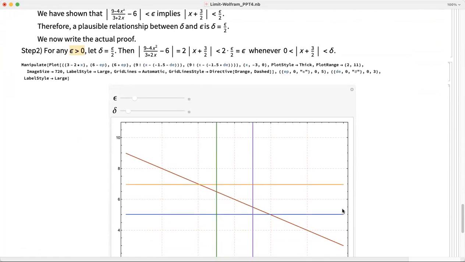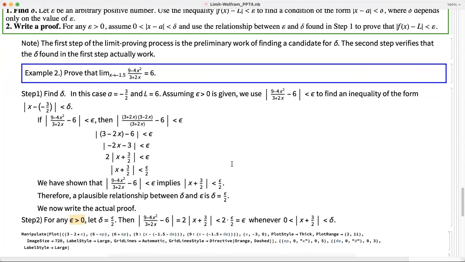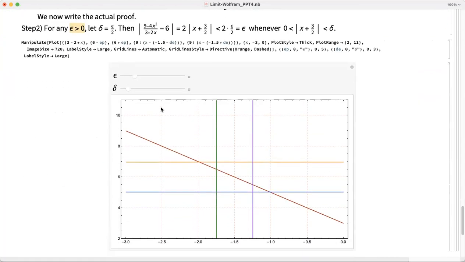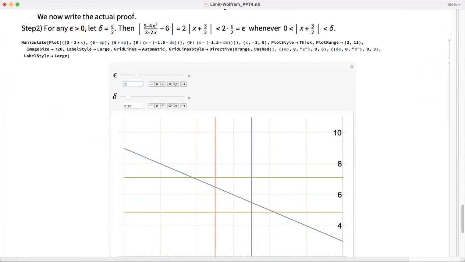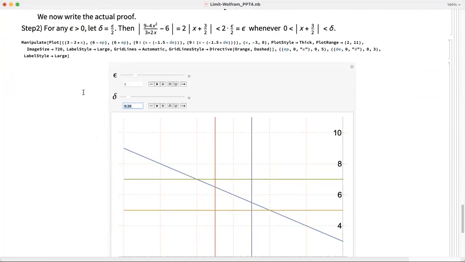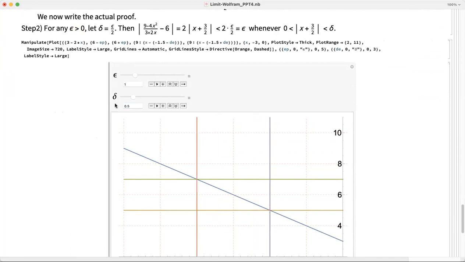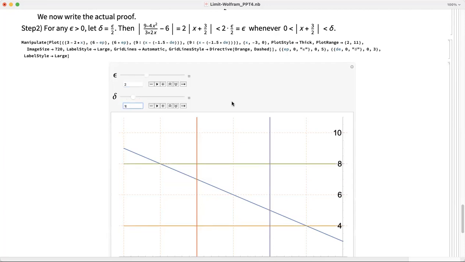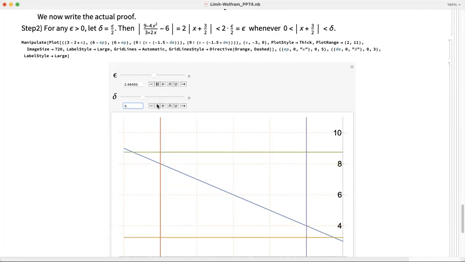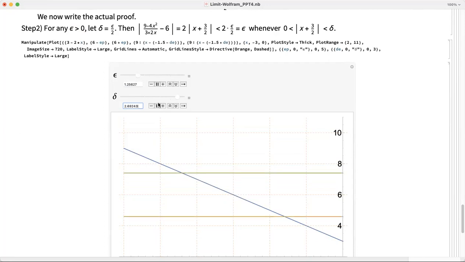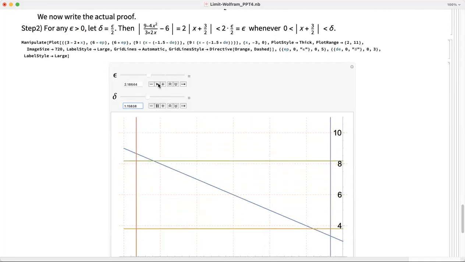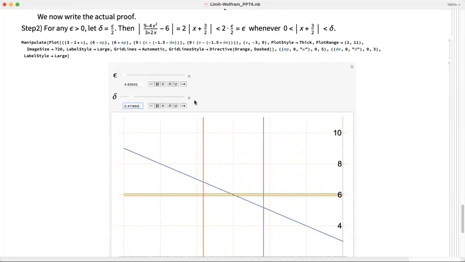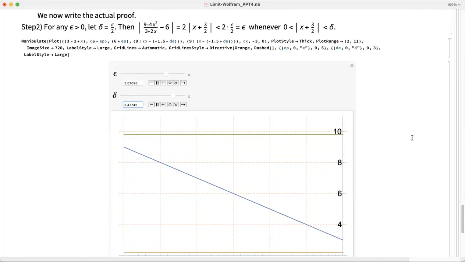Now I visualize the limit in example 2, what we did. If epsilon is, for example, 1, then we choose delta to be 0.5. If epsilon is 2, then we choose delta to be half of epsilon, which is 1. So for any epsilon, we choose the delta accordingly. It's hard to match the epsilon and delta here, but anyway.